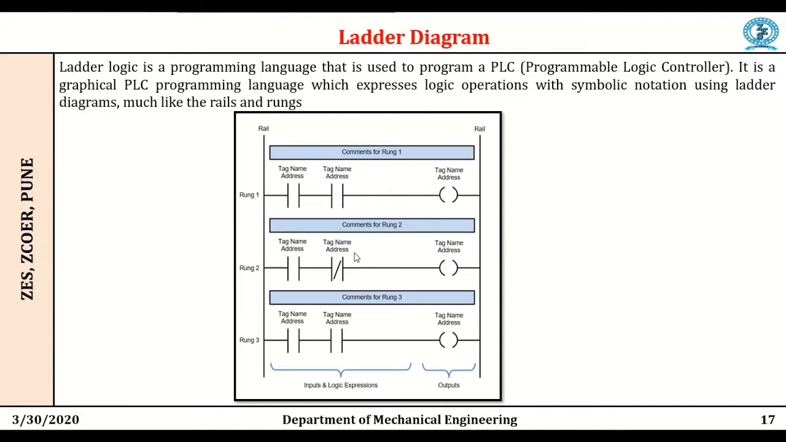So ladder diagram is a graphical PLC programming language which accesses logical operations with symbolic notations. These are the symbolic notations used in the ladder diagram. This ladder diagram represents the symbolic representation of any system.